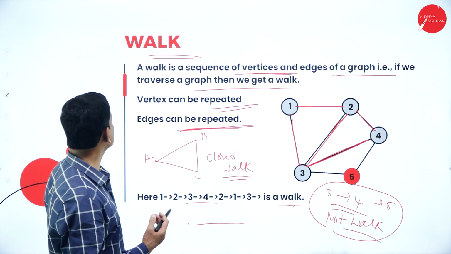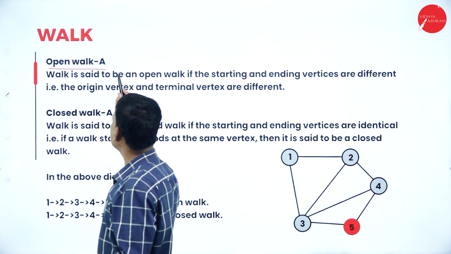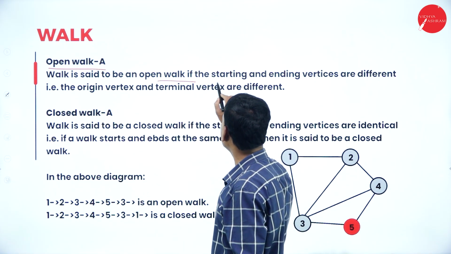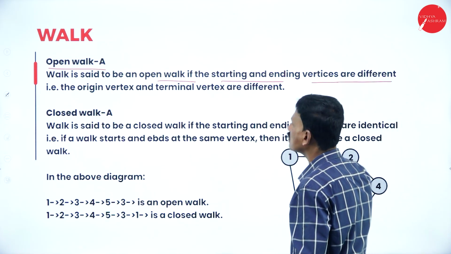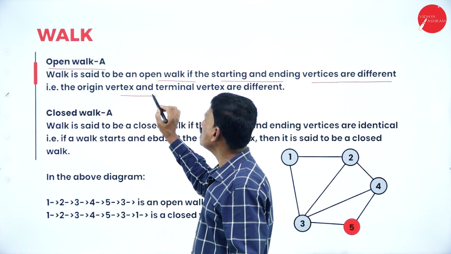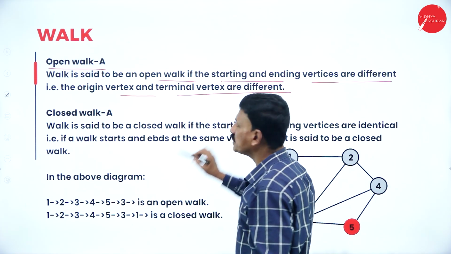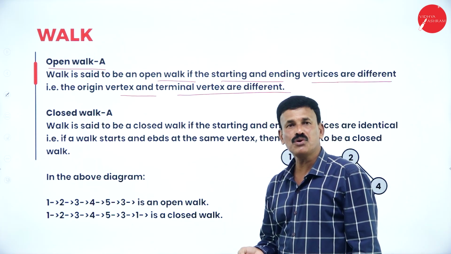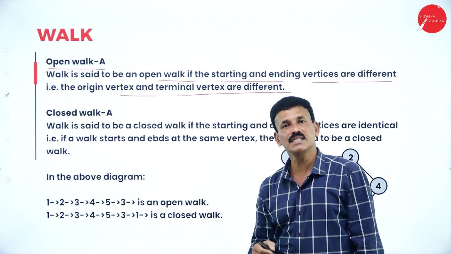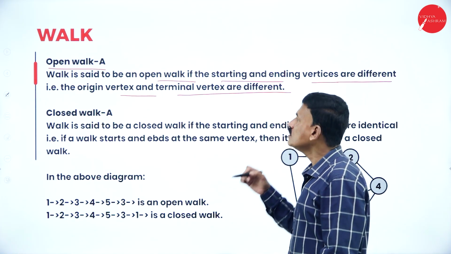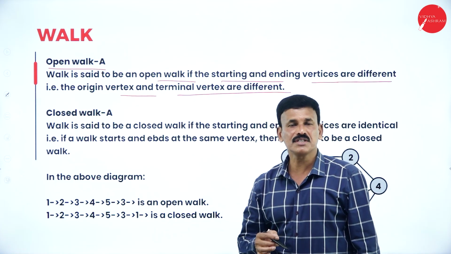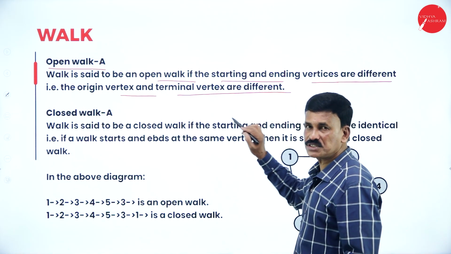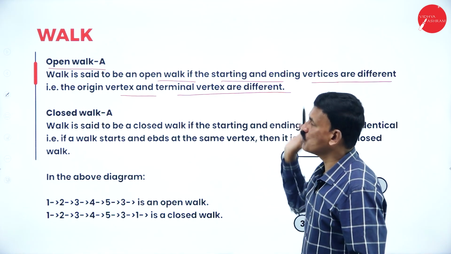Now let us come to the next one, the open walk. There are two types of walks, the open walk and the closed walk. A walk is said to be an open walk if the starting and the ending vertices are different, that is, the origin vertex and the terminal vertex are different. Then it is called an open walk.